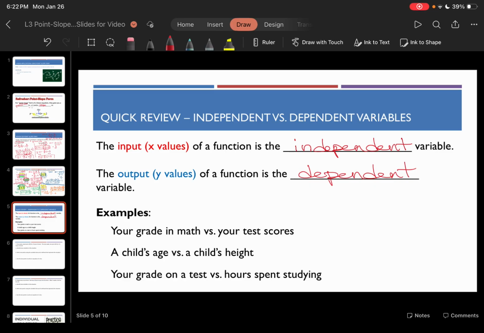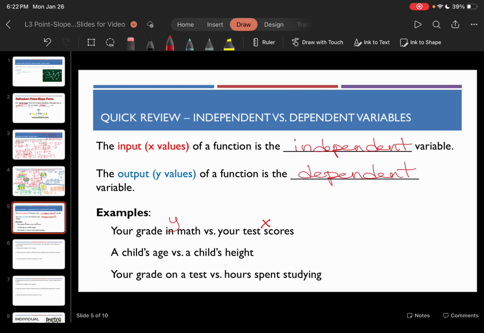And let's look at some examples. So your grade in math versus your test scores, meaning like your grade on your report card, like your overall grade. So does your grade on your report card affect your test scores? Or is it that your test scores affect your final overall grade? So it's your test scores affecting your grade. So X would be your test scores, Y would be your grade. How about age versus height? Does you aging cause you to grow, or does you growing cause you to age?